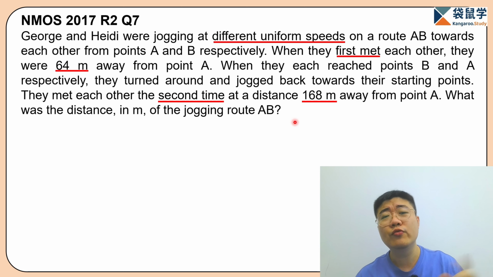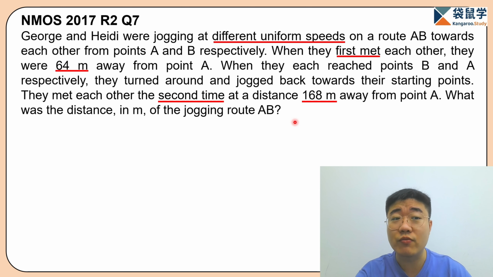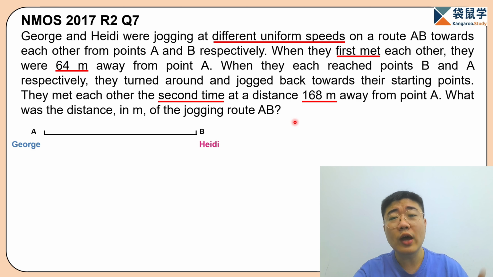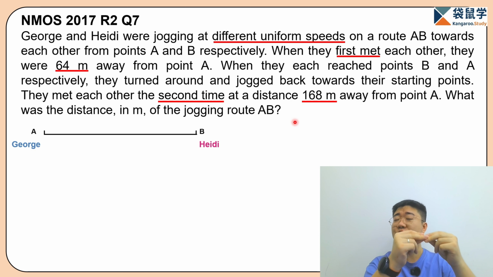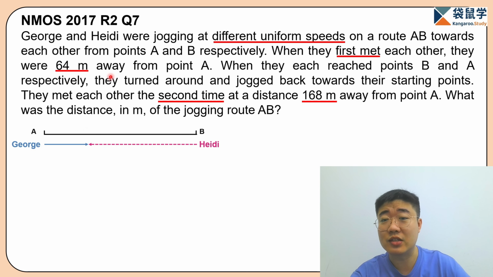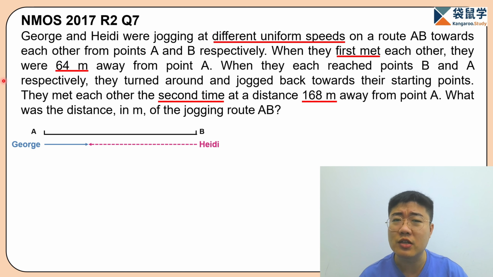So in order to visualize this, what we can do is draw the route diagram to see everything clearly. First of all, we have the route AB. Now, we know George starts from point A and Heidi starts from point B. At first, when they travel towards each other, both of them are going to travel a distance. So let's label the diagram. It says this is 64 meters away from A. So let me ask you, class, this 64 meters is traveled by which person? This must be traveled by George, the one that starts from point A. So we can label it here.